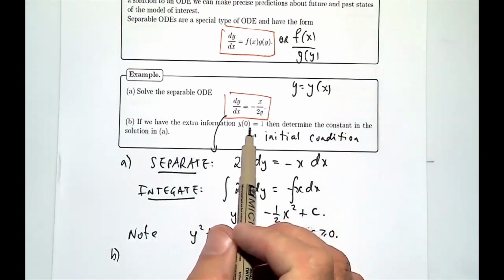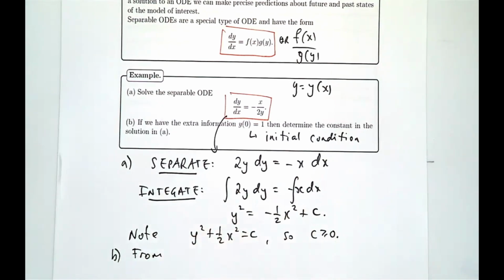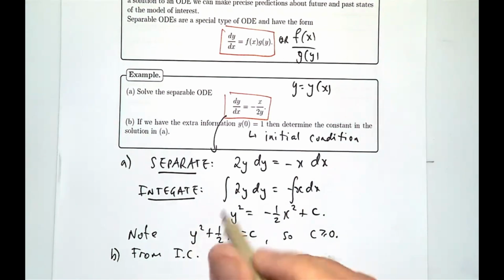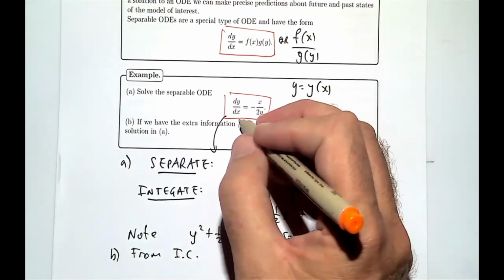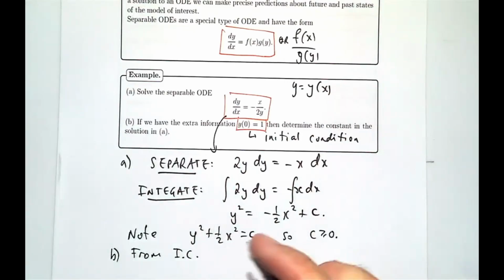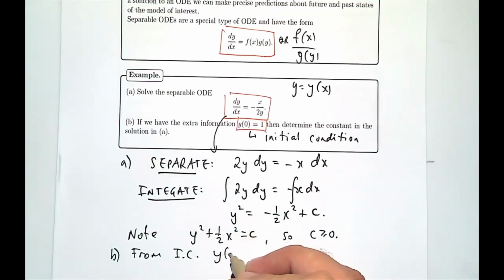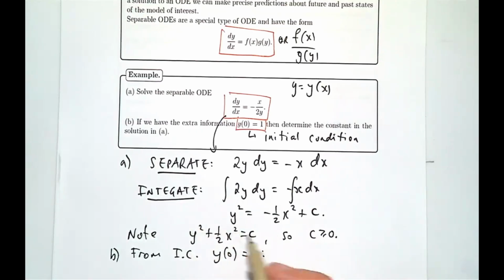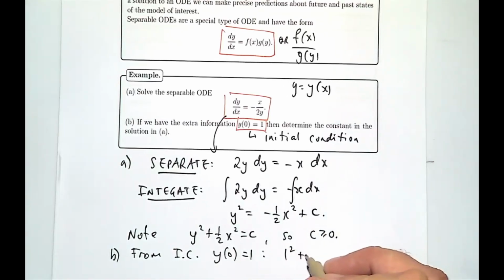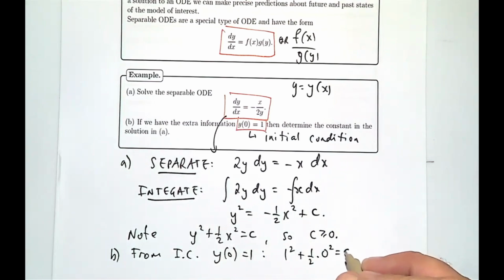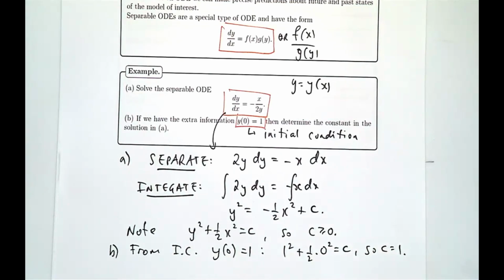If that's our initial data, then I'm going to go to my general solution, sub in x equals 0, sub in y equals 1, and try to find c. So this is going to become something like 1 squared plus a half times 0 squared equals c. So what's c going to be? 1.